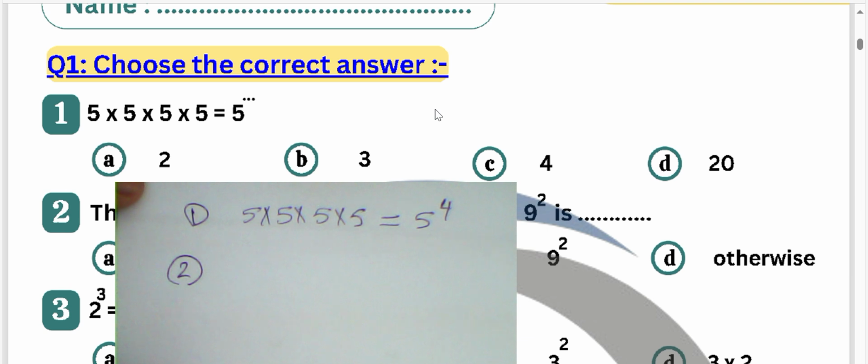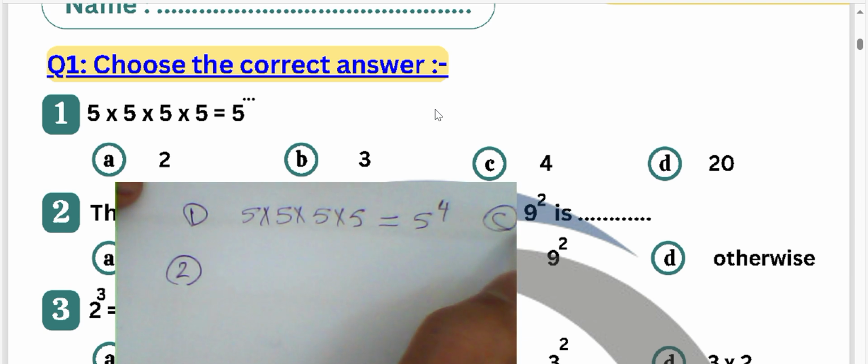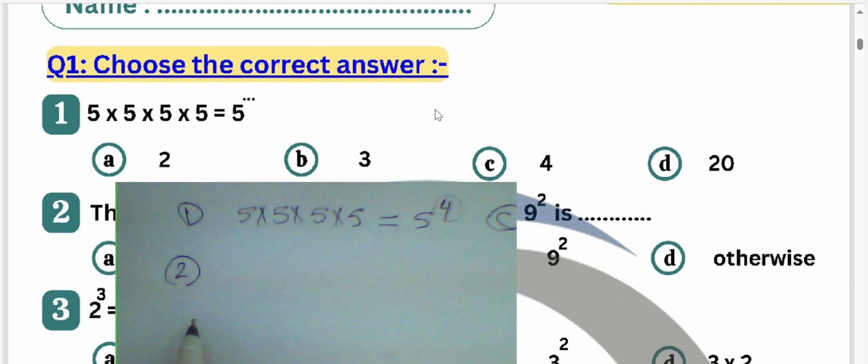Choose the result. It will be 5 power 4, so we must choose letter C. Write 4 up here in the power. The base is 5 and the power is 4.